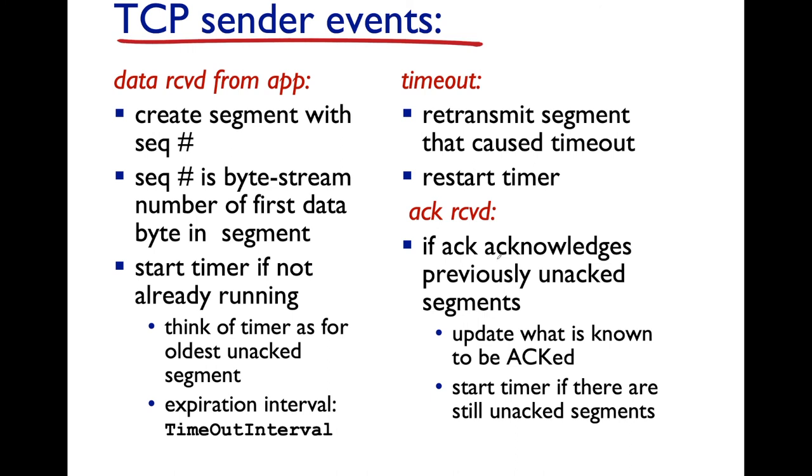And the expiration interval is set to the timeout interval, that interval that includes the estimated round trip plus 4 deviations. What this timeout does is it retransmits the segment that caused the timeout and restarts the timer. And if an ACK is received, it acknowledges the previously un-ACKed segments. And so it's up to date as to what is known to be ACKed. What do you know that has an ACK?